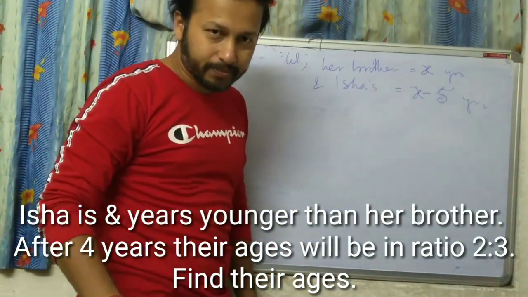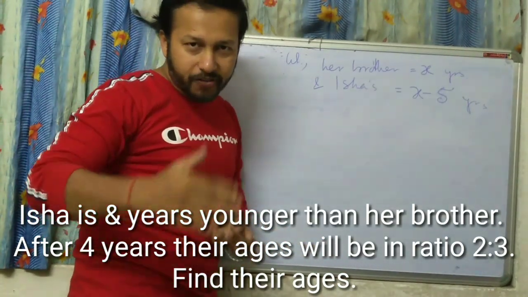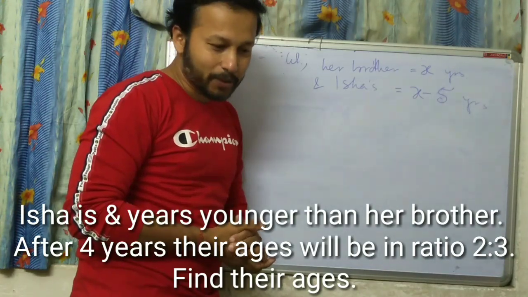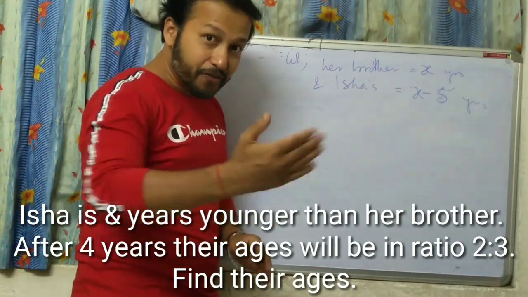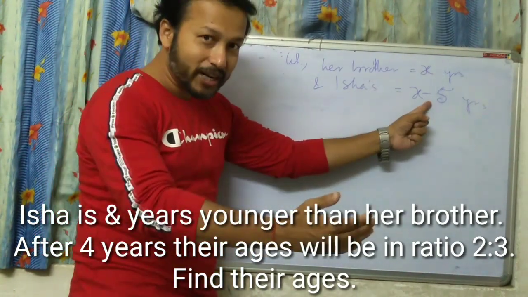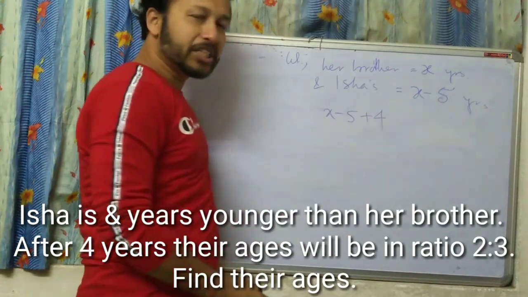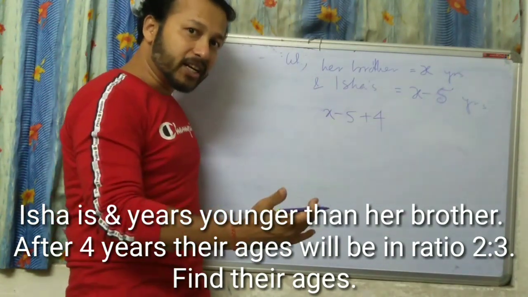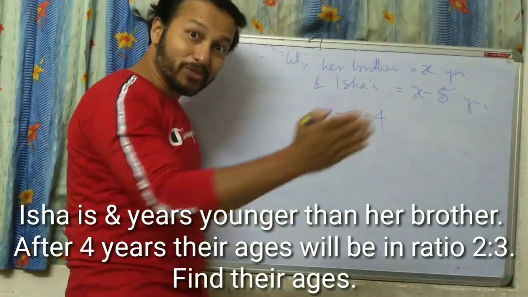Now let me ask you a question: say your age is 12 years now. What will be your age after 4 years? Yes, 12 plus 4, that is 16 years. Same way, can you tell me what will be Isha's age after 4 years? What is Isha's present age now? This. So after 4 years, plus 4: x minus 5 plus 4. This is Isha's age after 4 years. Now what is the age of her brother after 4 years? Her brother is x. So after 4 years, x plus 4.